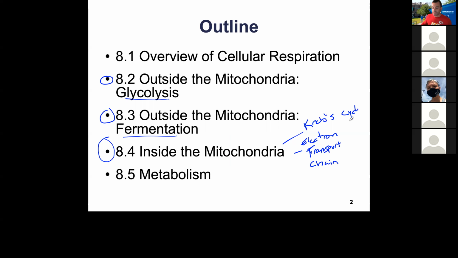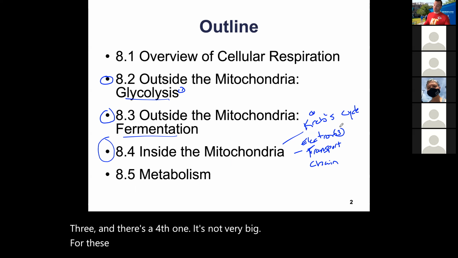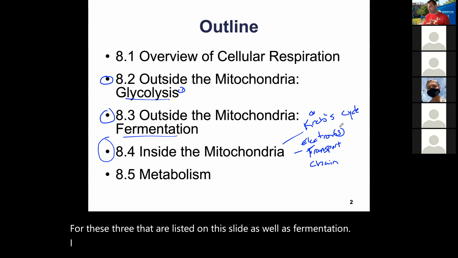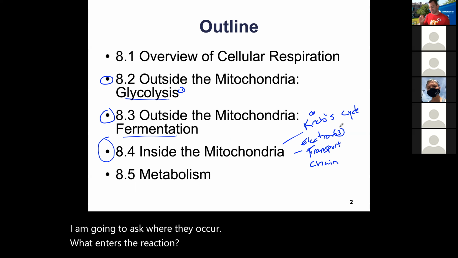For all of them, 1, 2, 3, and there's a fourth one. It's not very big. For these 3 that are listed on this slide, as well as fermentation, I am going to ask where they occur, what enters the reaction, and what is yielded in the reaction, okay?